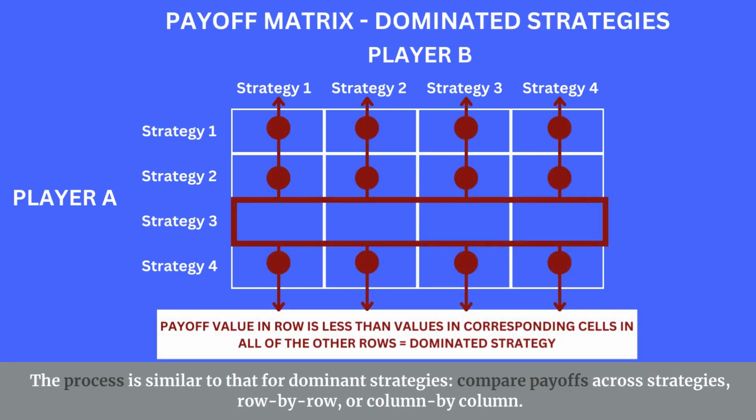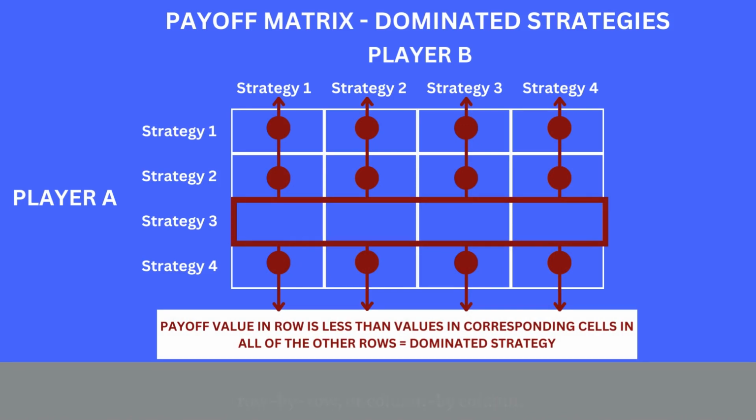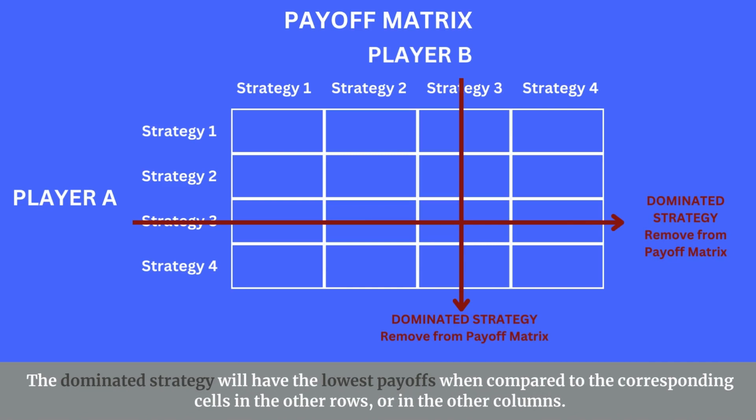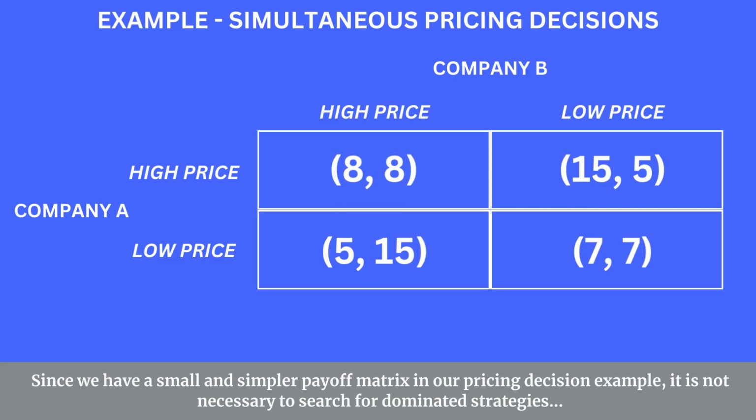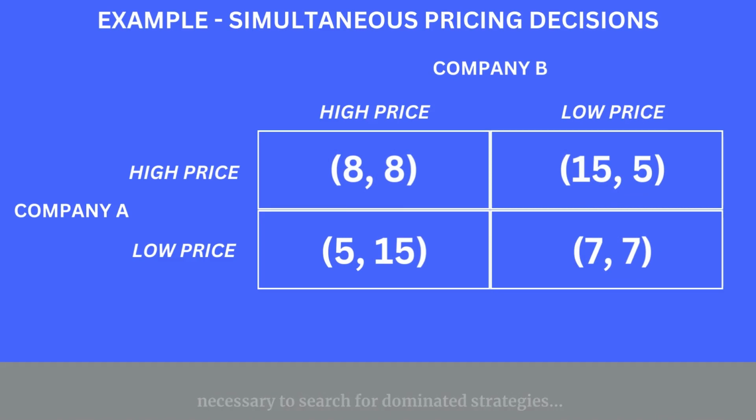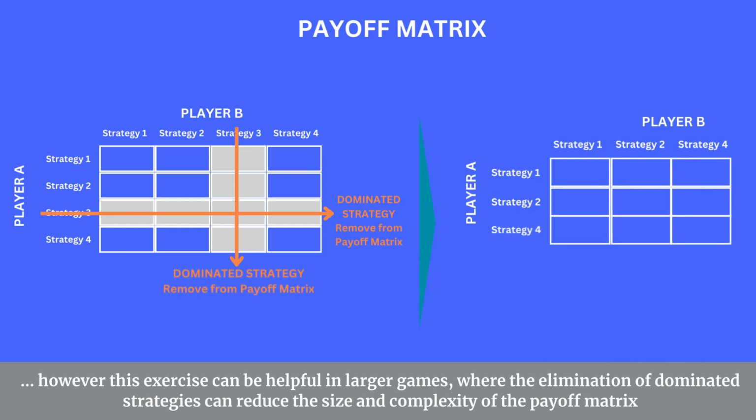The process is similar to that for dominant strategies. Compare payoffs across strategies, row by row, or column by column. The dominated strategy will have the lowest payoffs when compared to the corresponding cells in the other rows, or in the other columns. Since we have a small and simpler payoff matrix in our pricing decision example, it is not necessary to search for dominated strategies. However, this exercise can be helpful in larger games, where the elimination of dominated strategies can reduce the size and complexity of the payoff matrix.